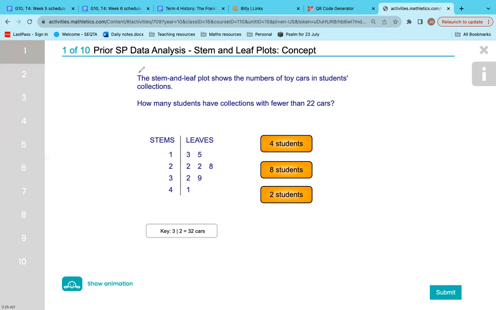Now, the context is the stem and leaf plot shows the number of toy cars in students' collections. How many students have collections with fewer than 22 cars? So I can see this number here says 22, and all the numbers after it are students that have either 22 cars or more. So I can't include those students with 22 or more cars. I can only talk about the ones that have fewer than 22, which is the one that had 13 cars and also one that had 15 cars. So together, 2 students had fewer than 22 cars.